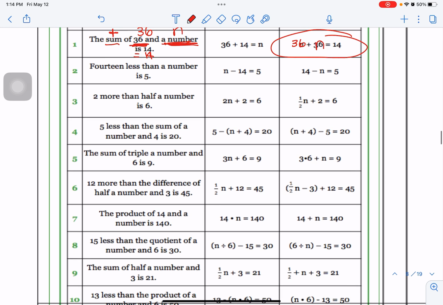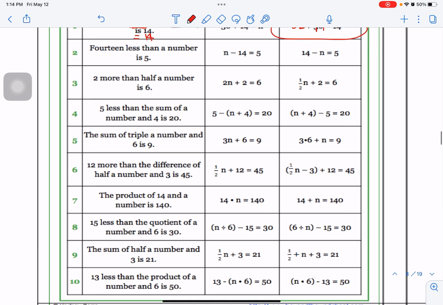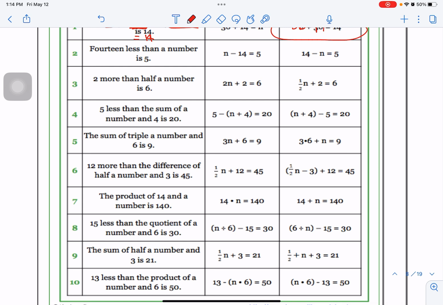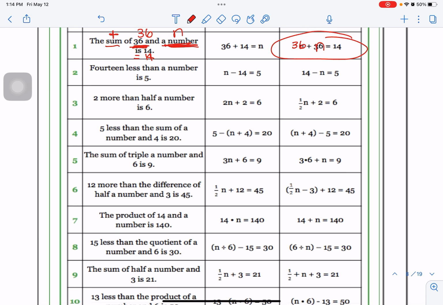So you can do the rest of these. Pause the video right now, do the rest of them, and then you can come back and I will have the answers for you. But I want to see checks for all.